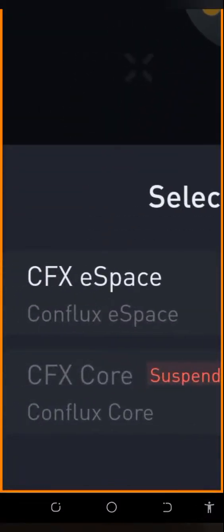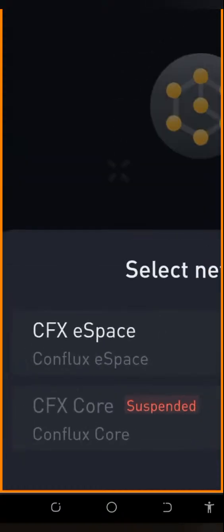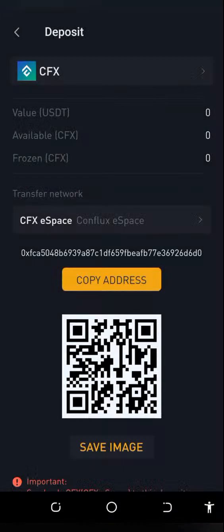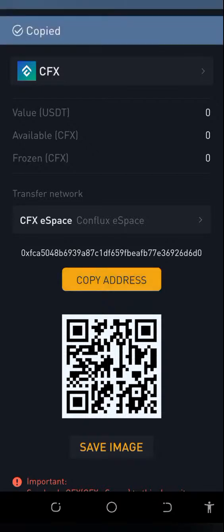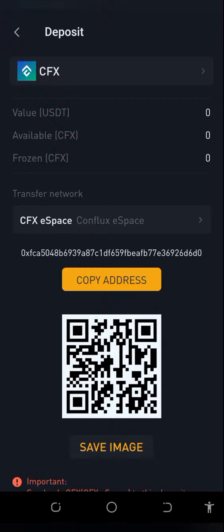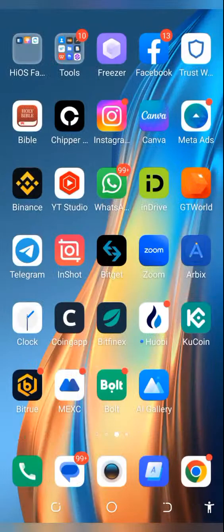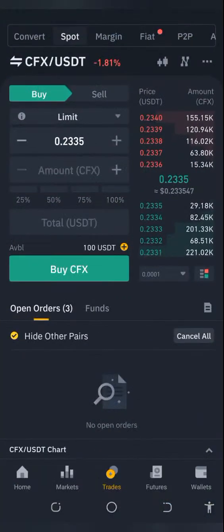We're seeing Conflux Core. Conflux Core is suspended while Conflux eSpace is available. Okay, so now let's just check this out. I'm going to do a little test to be sure because I'm not even sure which one. I'm just copying this address, right? Well, but before I copy it, let me go and check. Now, what we saw here was Conflux eSpace, right?